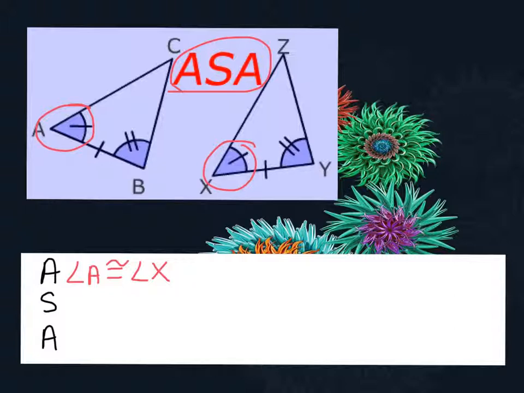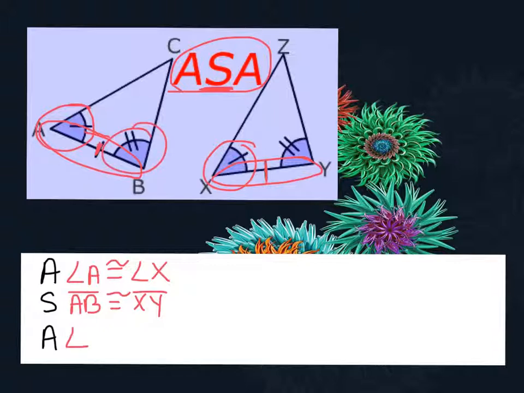For the sides, we have side AB is congruent to side XY. Notice how this side that we're looking at here, the AB and the XY, that side is in between two angles because it's the included angle. That's why the S is right here in the middle of the two A's. And then we also have angle B is congruent to angle Y. So angle B is congruent to angle Y.